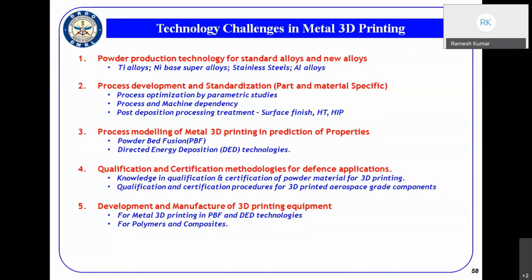Then the third challenge is the process modeling of metal 3D printing in addition to the properties. So we should be able to model the process. What sort of properties we are going to get beforehand itself, instead of waiting for the deposit to be completed and taking the evaluation. This is one of the areas one has to look at and work in depth, so that a clear understanding in prediction of properties can be made in advance to save the time and also the money.